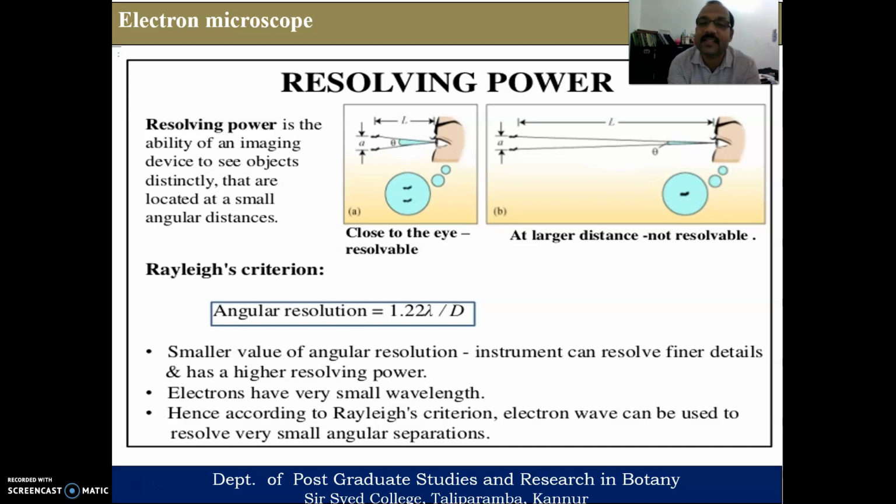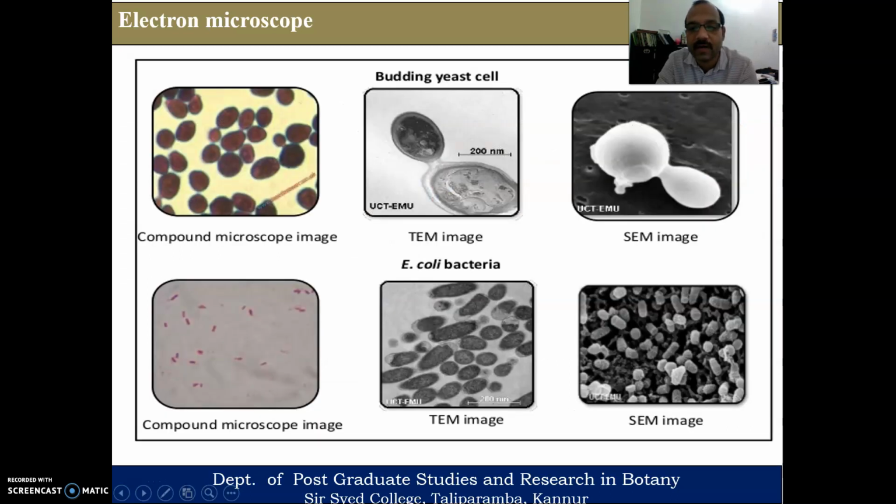Hence, according to Rayleigh's criterion, electron waves can be used to resolve very small angular separation. That is very important. That is equal to 1.22 lambda by d.